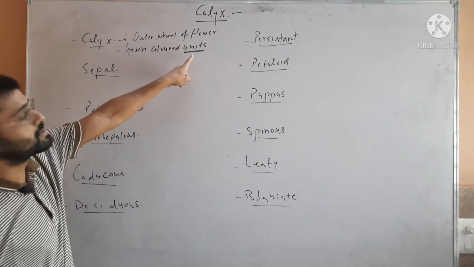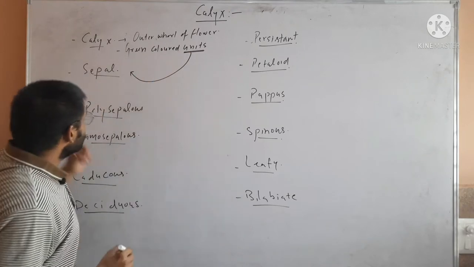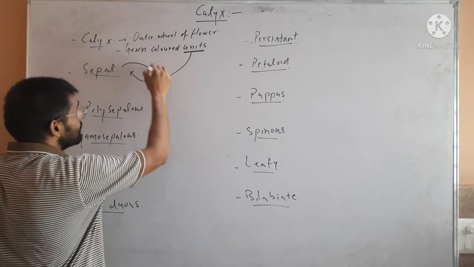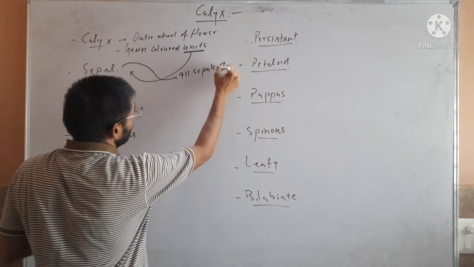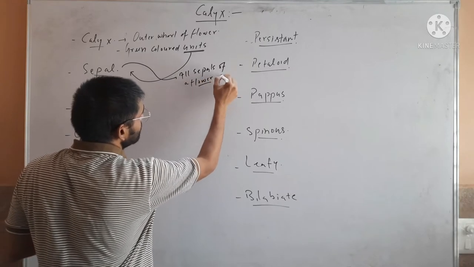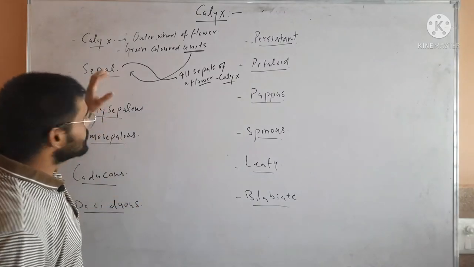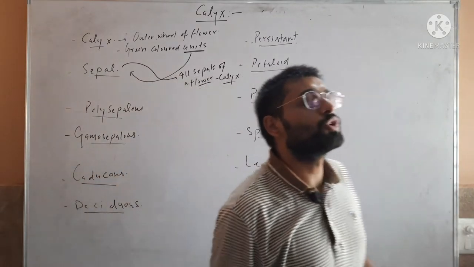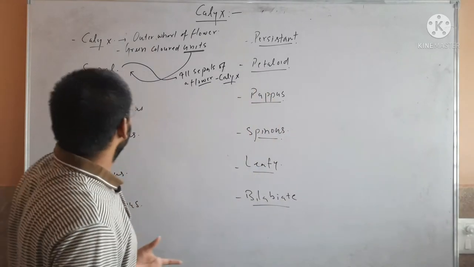And these units, singly, are called sepals, and all the sepals of a flower make up the calyx. So what is the function of calyx? It protects the flower when the flower is in bud condition.